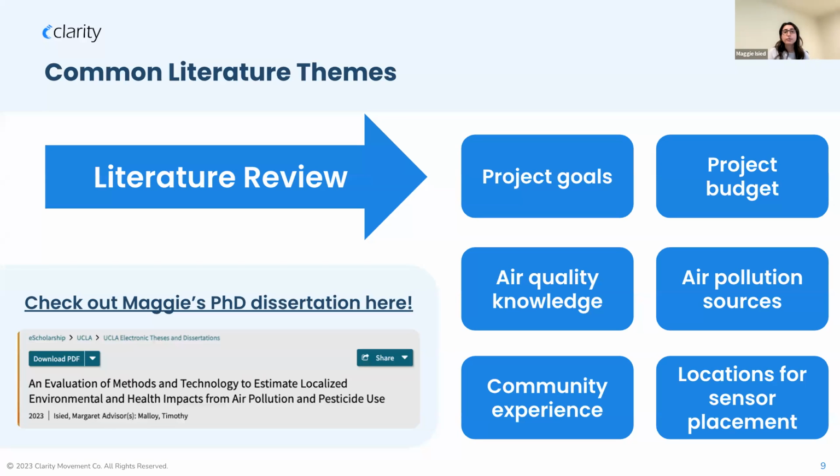So in all of the research that I found, the variables listed on the right were mentioned in some capacity across all sources. All sources agreed that it is important to identify your project goals, identify your budget, understand what air quality knowledge is available within the group conducting the project, what the air pollution sources are, what the community expertise is, and what the best locations are for sensor placement. And if you would like to see more about my research, my dissertation is linked on this slide, which I think will be shared later. But this is really just a very high level of the work that I did.